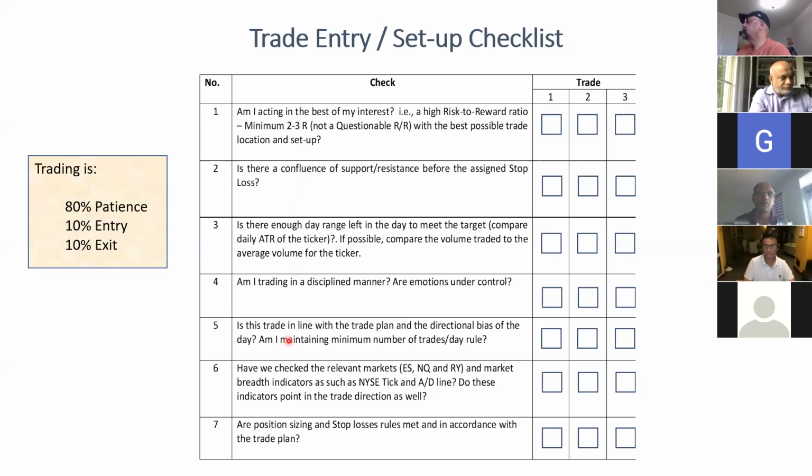Am I trading in a disciplined manner, with emotions under control? If you feel your emotions are not under control and you're not trading in a disciplined manner, don't trade, or you will start losing again and increase your losses. Is this trade in line with the trade plan and the directional bias of the day? The market is going up, up and up, and you are shorting it.